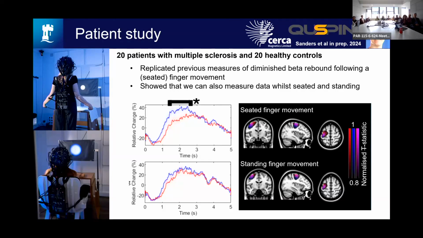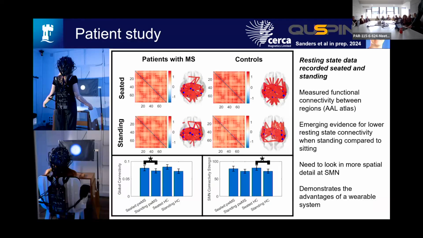This is desynchronization and beta rebound from patients as they move their fingers. These are the patients sitting down. These are the patients standing up. You can see sort of similar differences, but actually the differences between patients and controls are less marked when they're standing up, for some reason we don't understand. But I guess I'm showing it to you just to prove that we can do sitting down and standing up experiments. We've got, again, very early days.